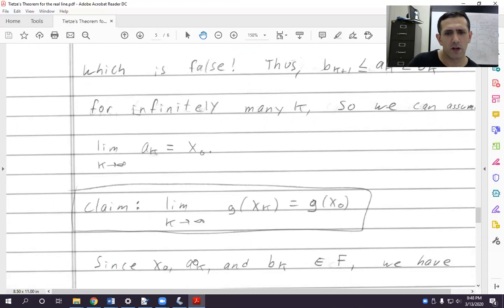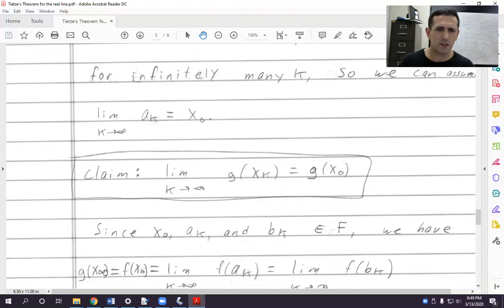Again, remember, F complement is the disjoint union of these intervals. Okay. And the homework was that AK and BK are not in any of these intervals. So, right, they're not in any of these intervals, so they're not in F complement, so they're going to be in F.